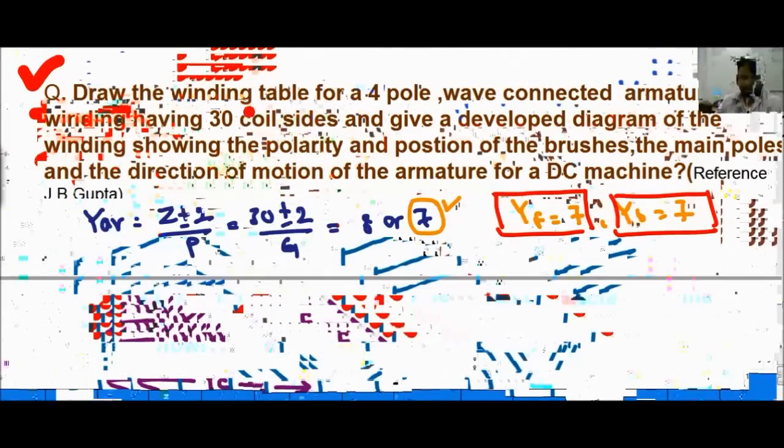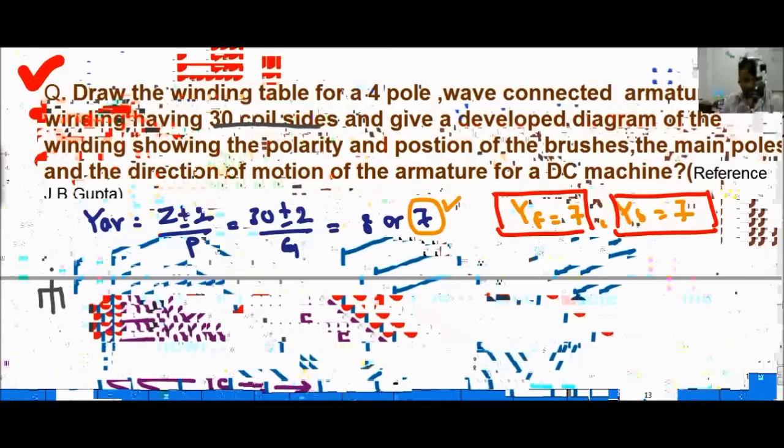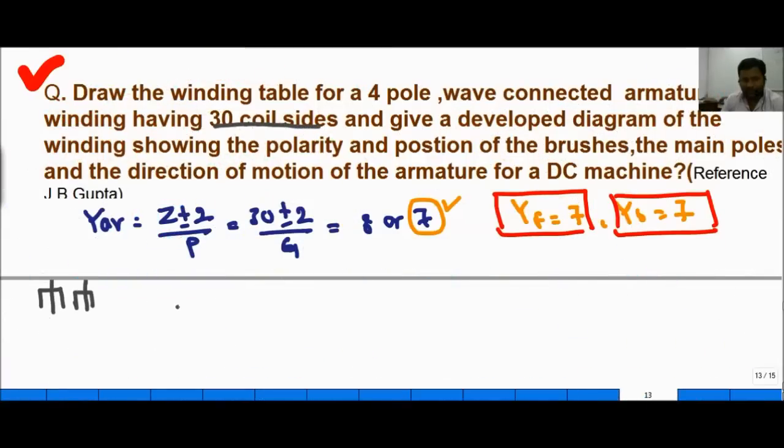Draw the winding table for a 4 pole wave connected armature winding having 30 coil sides, which means there are 30 slots: slot 1, slot 2, slot 3, up to slot 30. And give a developed diagram for the winding showing the polarity, the position of brushes, the main pole, and the direction of the EMF. This problem is taken from JB Gupta, so you can refer to it.